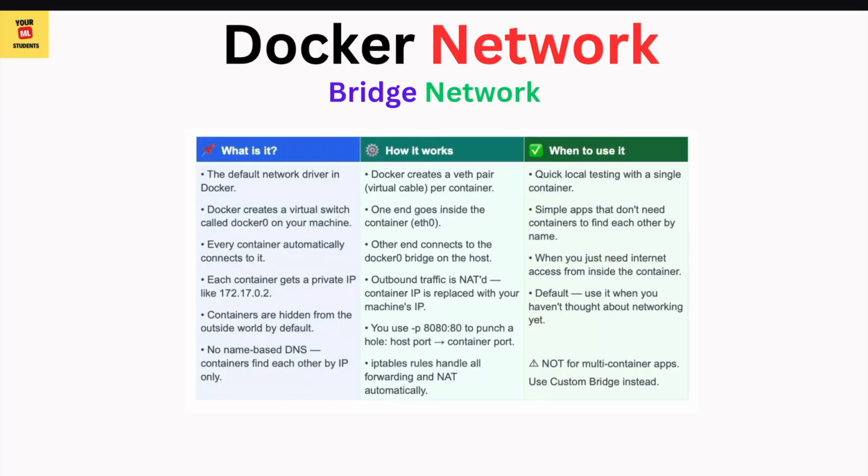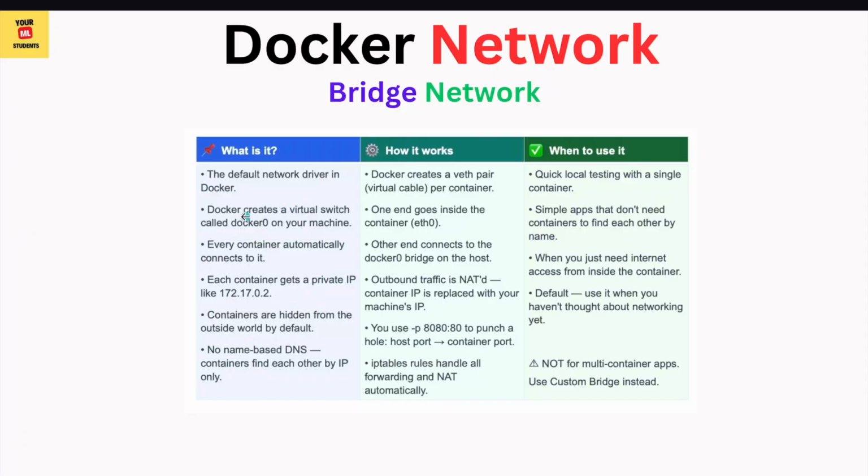So the first network driver that I will discuss is the bridge network. And here I'll explain what it is, how it works, and when to use it. So first of all, what is it? This is the default network driver in Docker. So read this line, guys. This is the default network driver in Docker. Docker creates the virtual switch. Again, that's why I have taught you these components, because these terms, now you know what a virtual switch means. So now you will be able to understand it properly.